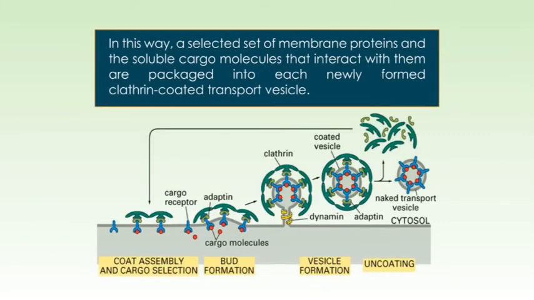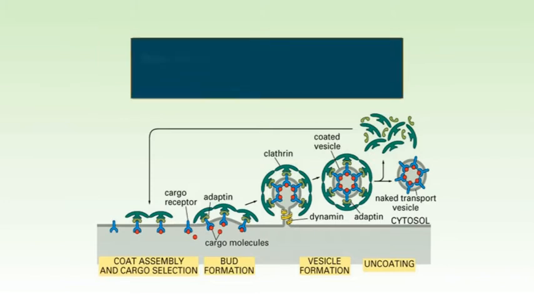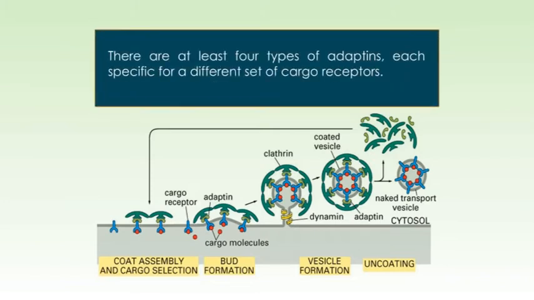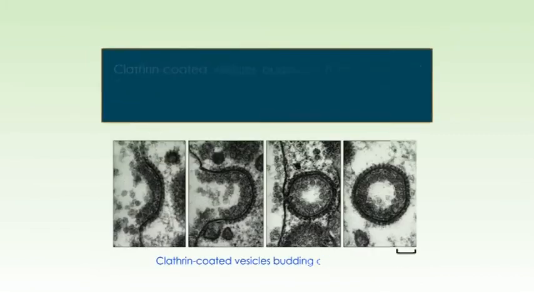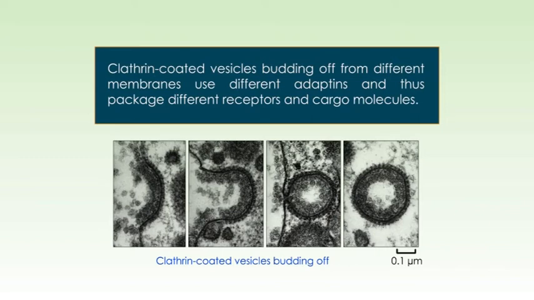In this way, a selected set of membrane proteins and the soluble cargo molecules that interact with them are packaged into each newly formed clathrin-coated transport vesicle. There are at least 4 types of adaptins, each specific for a different set of cargo receptors. Clathrin-coated vesicles budding off from different membranes use different adaptins and thus package different receptors and cargo molecules.